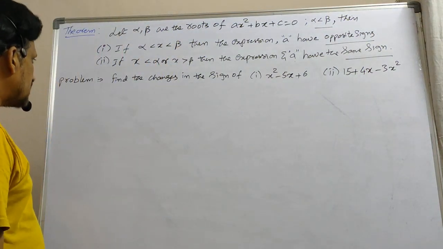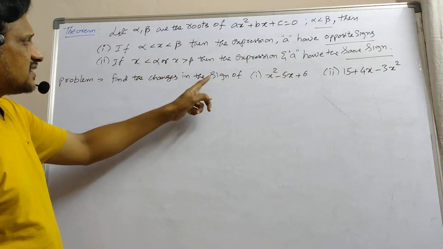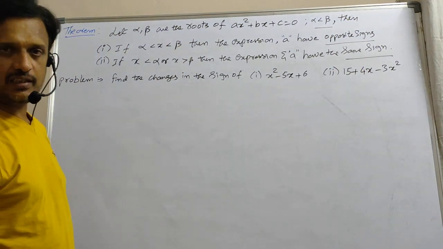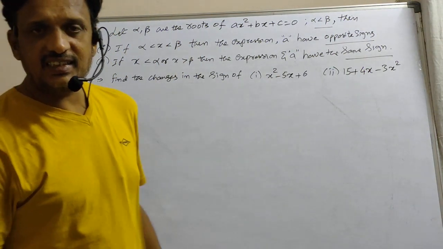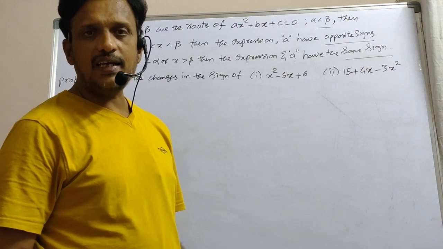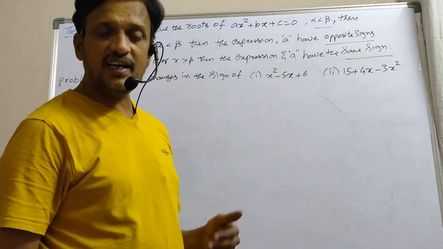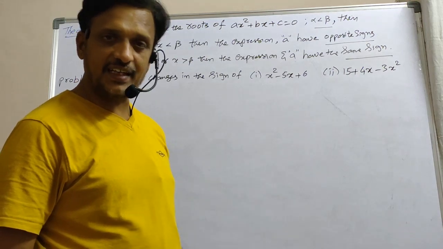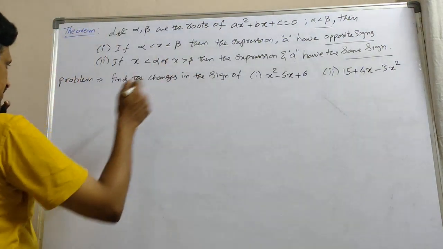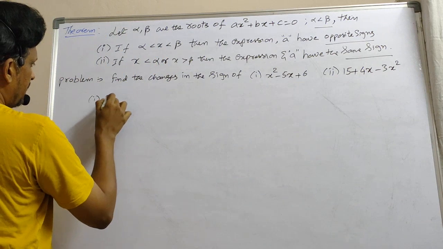Now just observe the problems here. Find the changes in the sign of the given quadratic expression. So a quadratic expression is given here. We have to find when it is positive and when it is negative. So we'll see. Here the first one is the given quadratic expression.